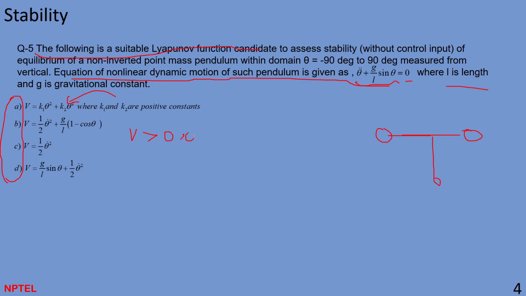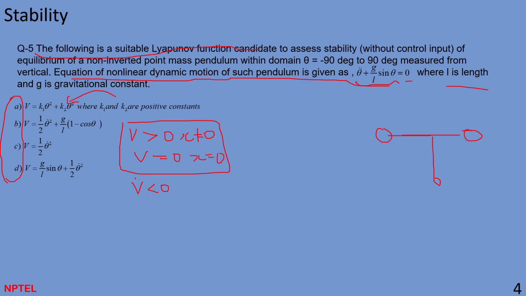When x is not equal to 0, V is positive definite, and V is equal to 0 when x is 0. This is the condition for V to be positive definite. If the function satisfies this, it means that V is a Lyapunov function, right? So for stability, it should be something like that: V dot should be less than 0.